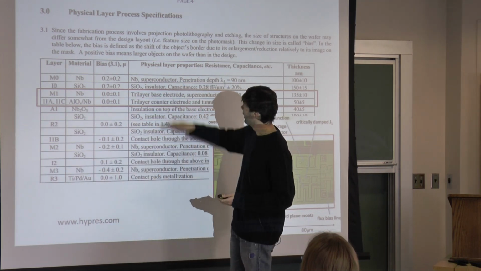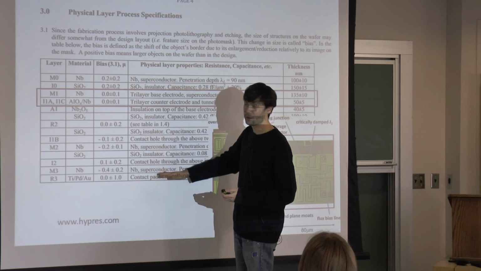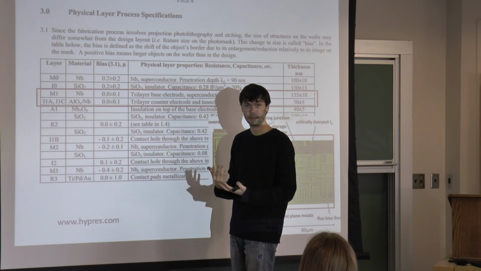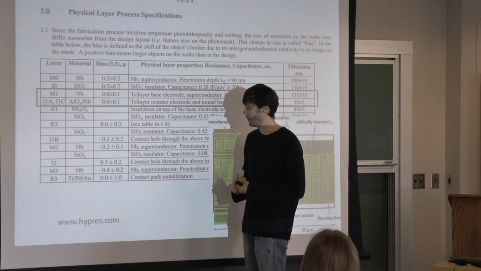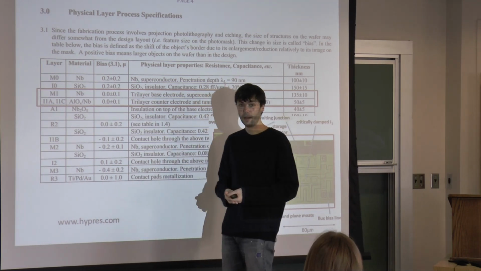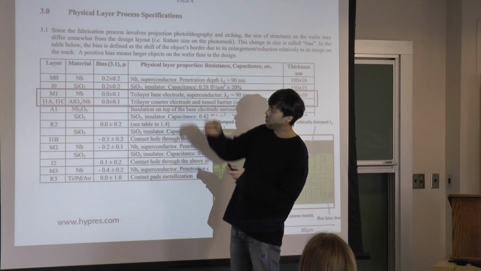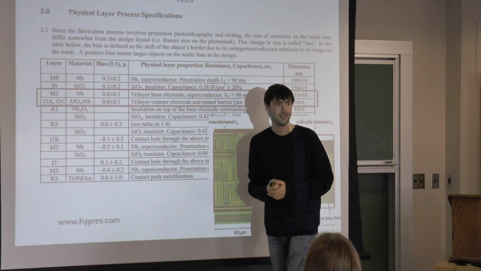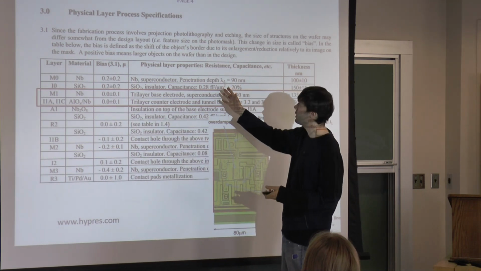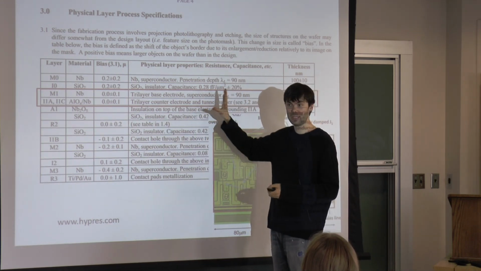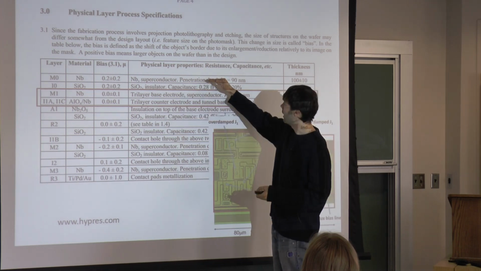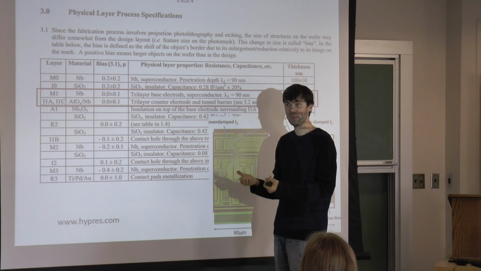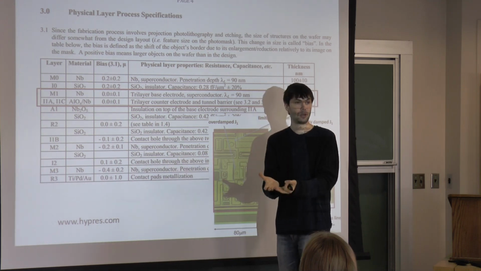So this whole bunch of layers is a process which is a factory quality process developed by this company, Hypres. They call it niobium IC. If you see at the top there, niobium integrated circuit process. This is from their website. You can download the manual for how to design circuits, with rules for all these layers, and submit it to them, and they will give you chips with your circuits.